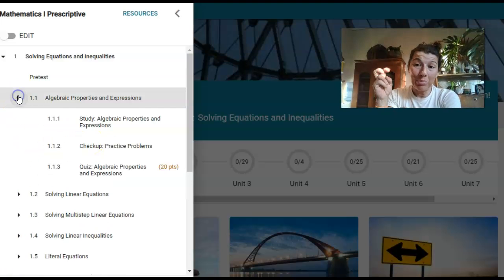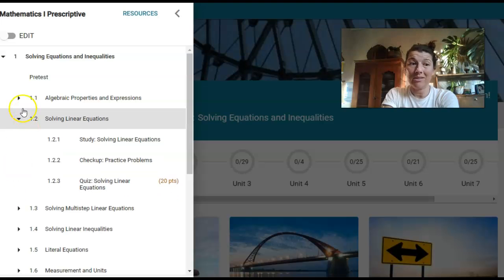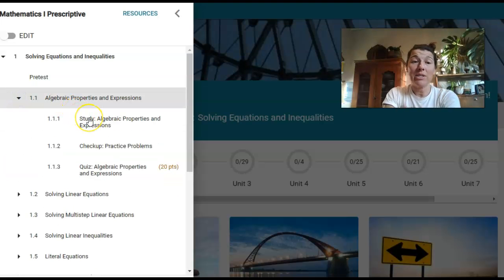So what it takes to complete a lesson is you finish all 3 parts. Every single lesson has 3 parts, and it's the same 3 parts. There's a study, which is the lesson. There's a checkup worksheet, which is practice problems. And third, there's a quiz. And you must pass the quiz at 70% or higher in order to move on to the next lesson.